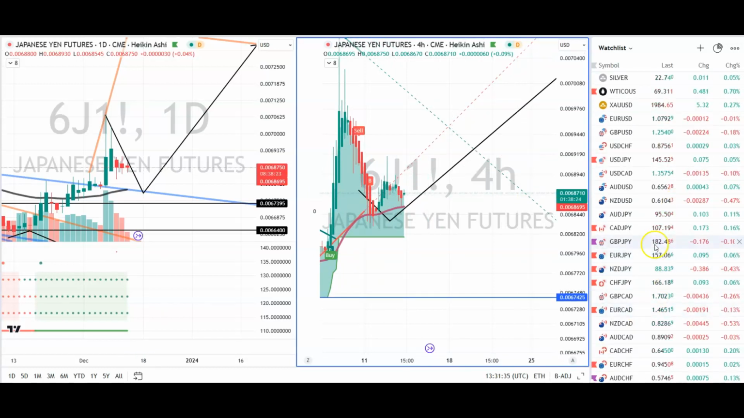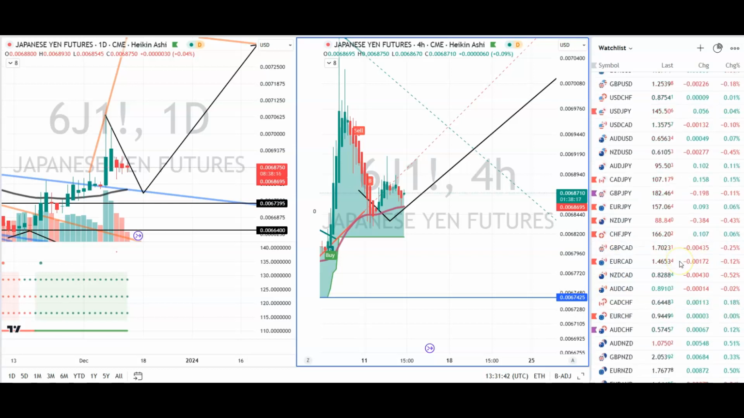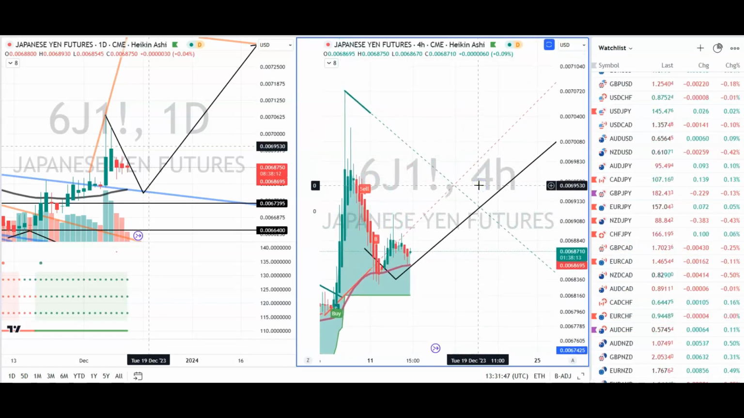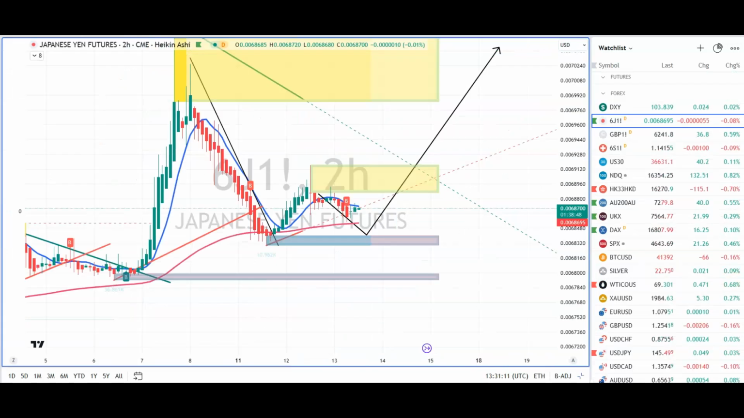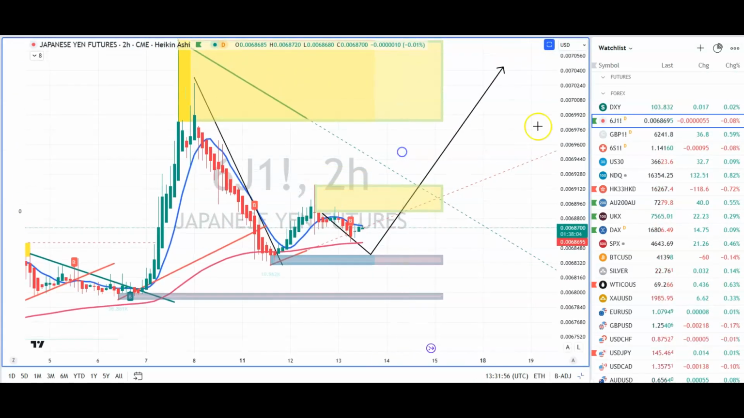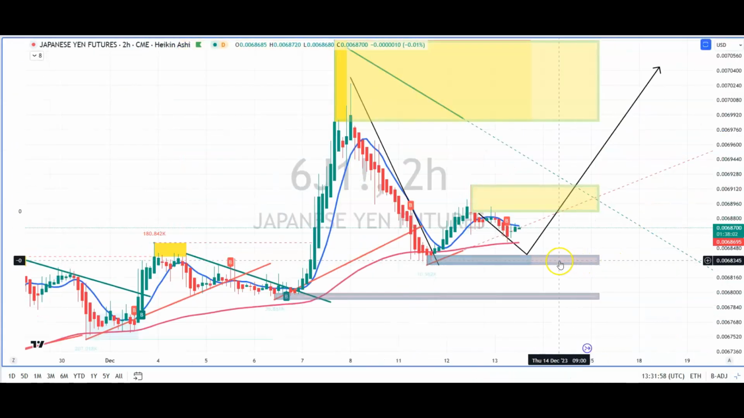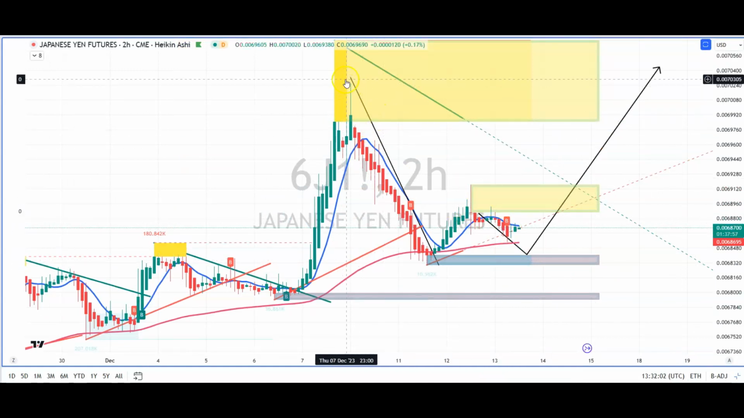We've got a short on Canadian yen, Euro yen, New Zealand yen, Swiss yen I think as well. Euro Canadian and Aussie Swiss have just closed. So understanding parabolic trends and understanding correlation is really important. As this yen futures contract shoots up, as it should in the next few days, you are going to see all the yens fall because it's parabolic.